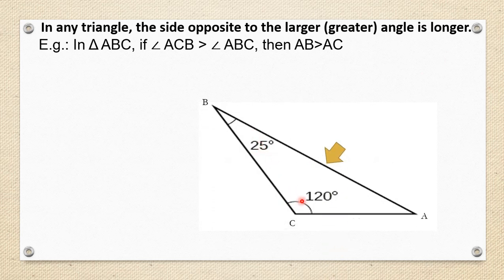Between these two, 120 is greater. The side opposite to this angle C is AB, and the side opposite to angle B, 25 degrees, is AC. So we can say, as angle C is greater than angle B, the side opposite to angle C, which is AB, is greater than AC. So remember, the side opposite to the greater angle is greater.